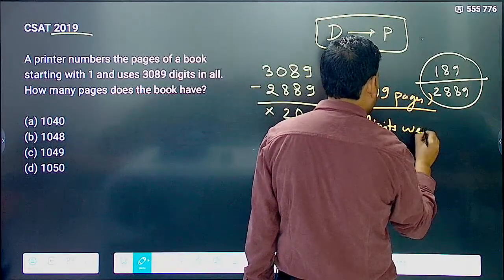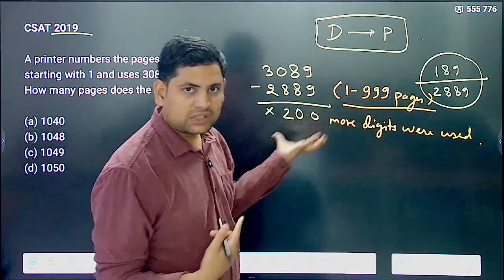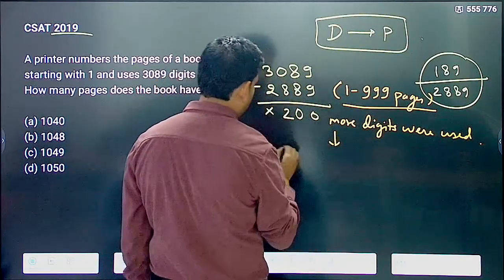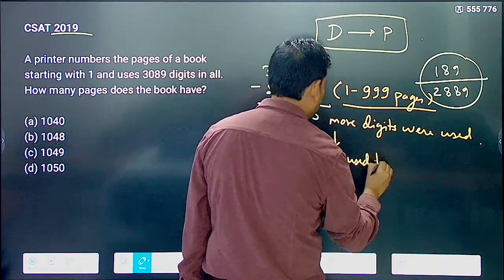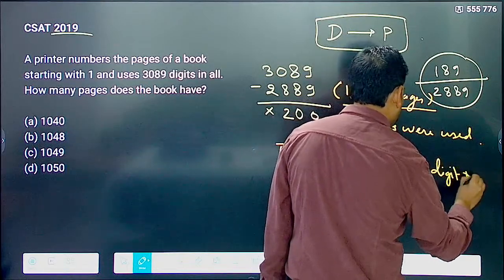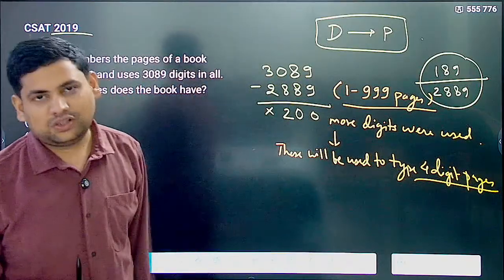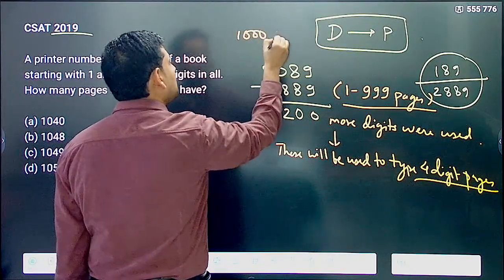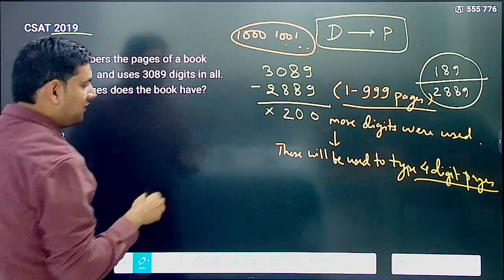Now, these 200 more digits were used. They will be used where? 1 to 3 digit is done. They will be used to type 4-digit pages. Can you feel this? For example, this will be used to type 1000, this will be used to type 1001, and it goes on like this. Now, it will type 4-digit numbers.